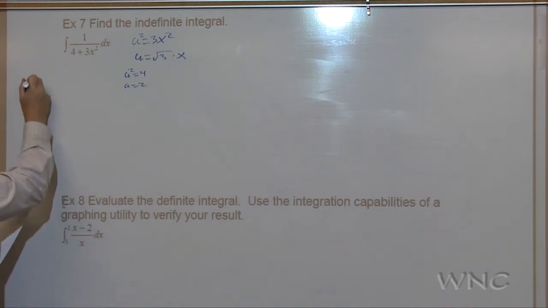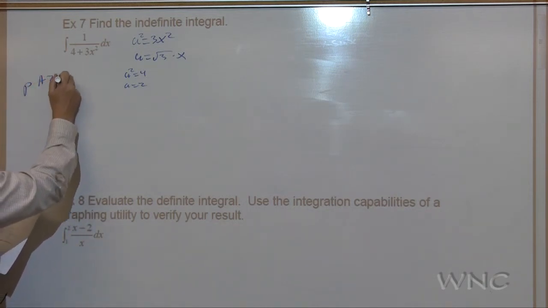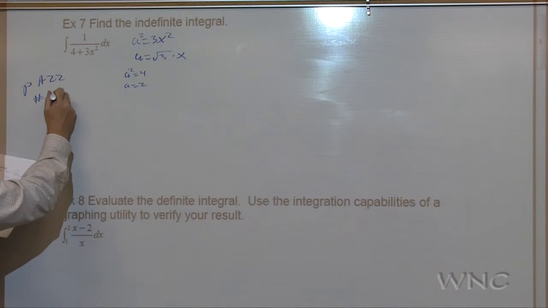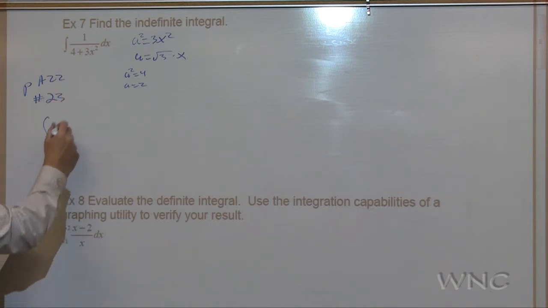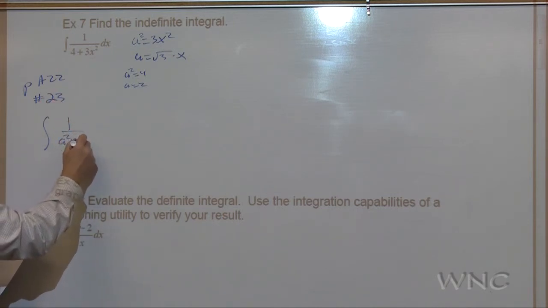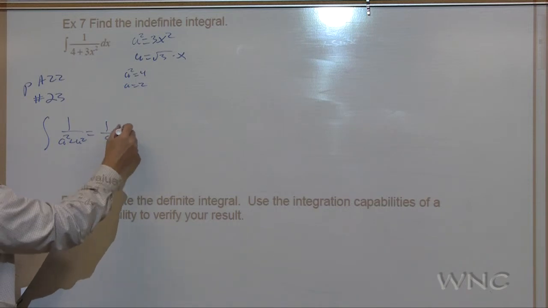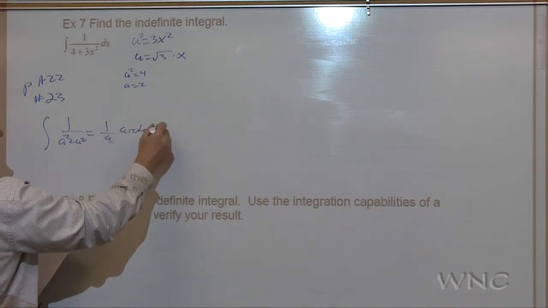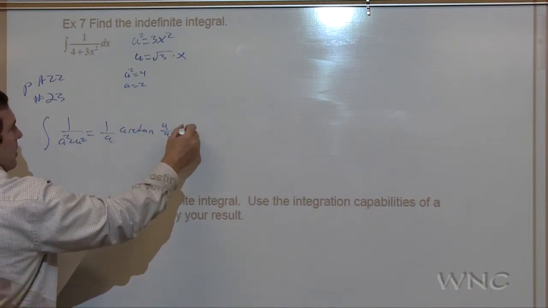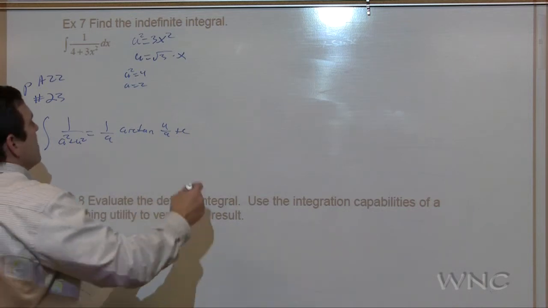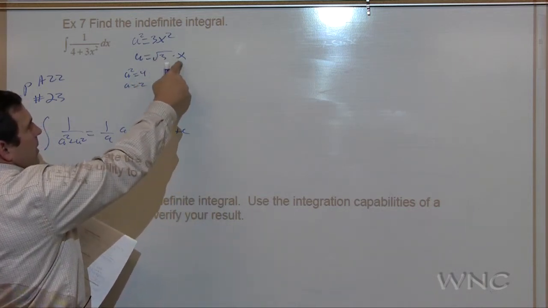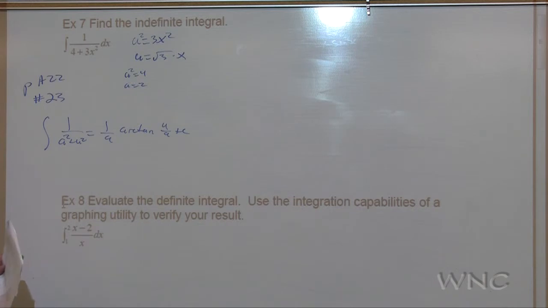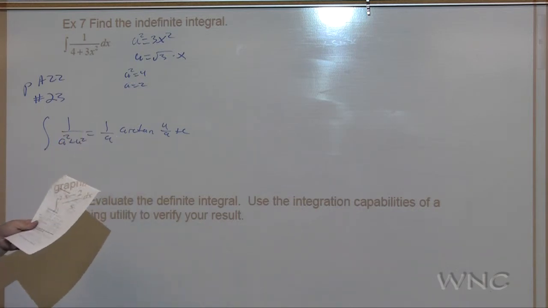So from page A22, use number 23. The integral of 1 over (a squared plus u squared) is going to be 1 over a arctangent of u over a plus c. So our u is square root of 3 times x, and our a is 2.